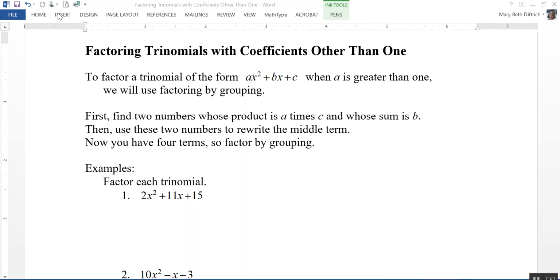This video is on factoring trinomials with coefficients other than 1. To factor a trinomial of the form ax squared plus bx plus c when a is greater than 1, we will use factoring by grouping. First, we want to find two numbers whose product is a times c and whose sum is b. Then we're going to use these two numbers to rewrite our middle term. Now that we have four factors, we are going to factor by grouping. So let's take a look at a couple examples here.